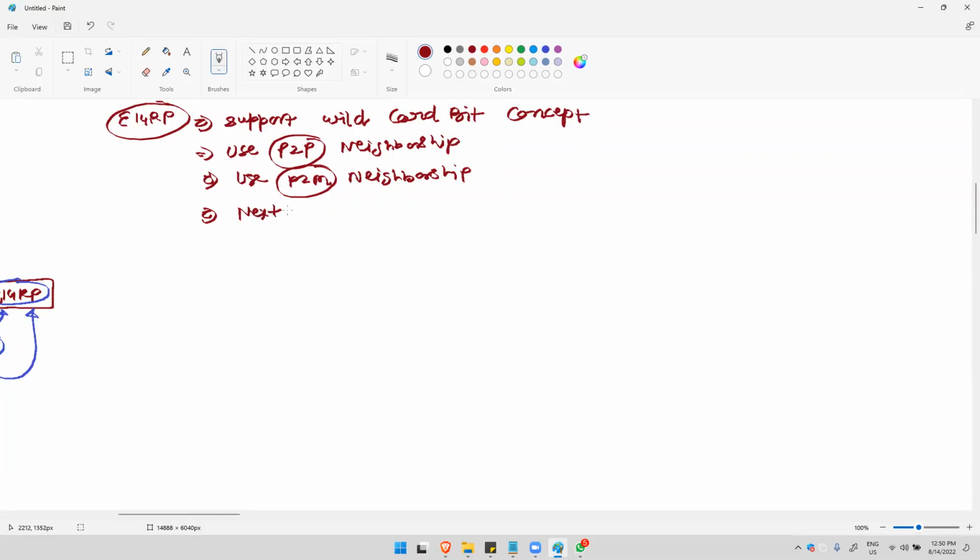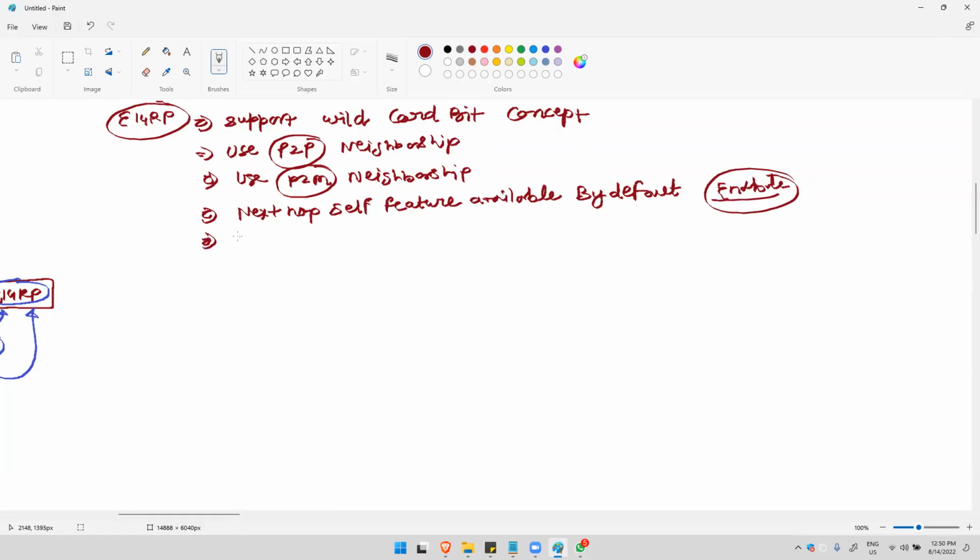Next hop self feature is available. Which feature? Next hop self feature is available in EIGRP, and by default this feature is enabled. Okay.